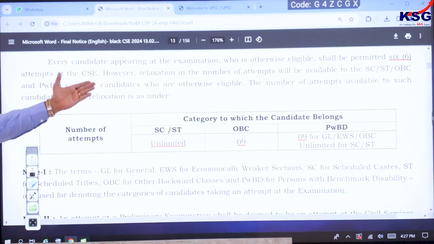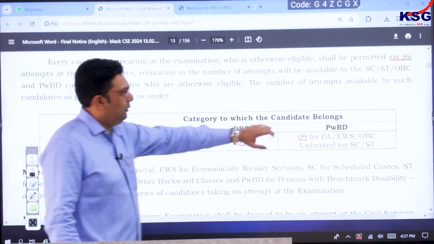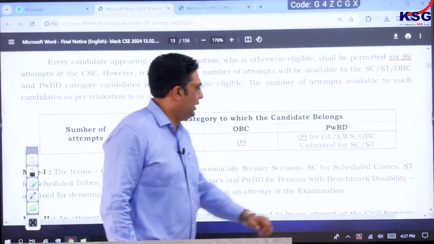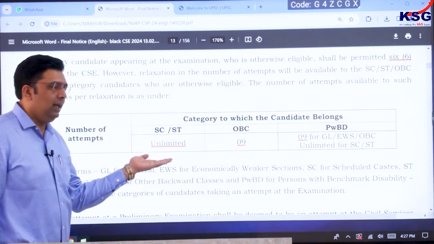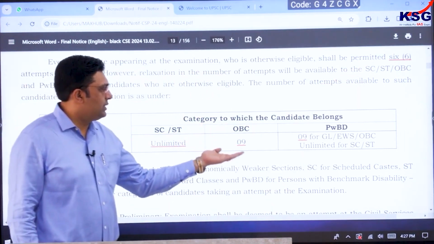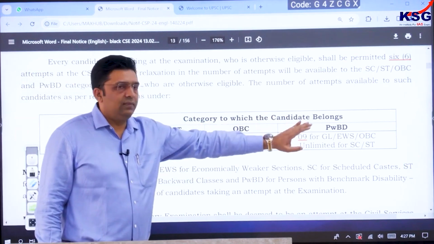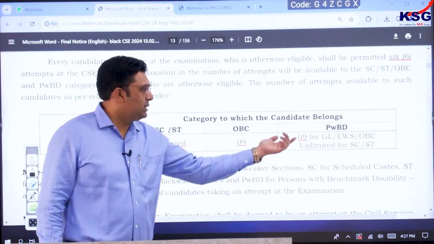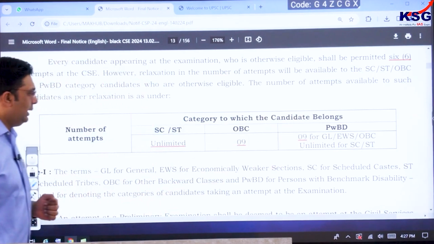Now you can see clearly it is written general can have up to basically 6 attempts and the SC/ST can have unlimited attempts, the OBC 9 attempts and persons with benchmark disabilities are also allowed 9 attempts.